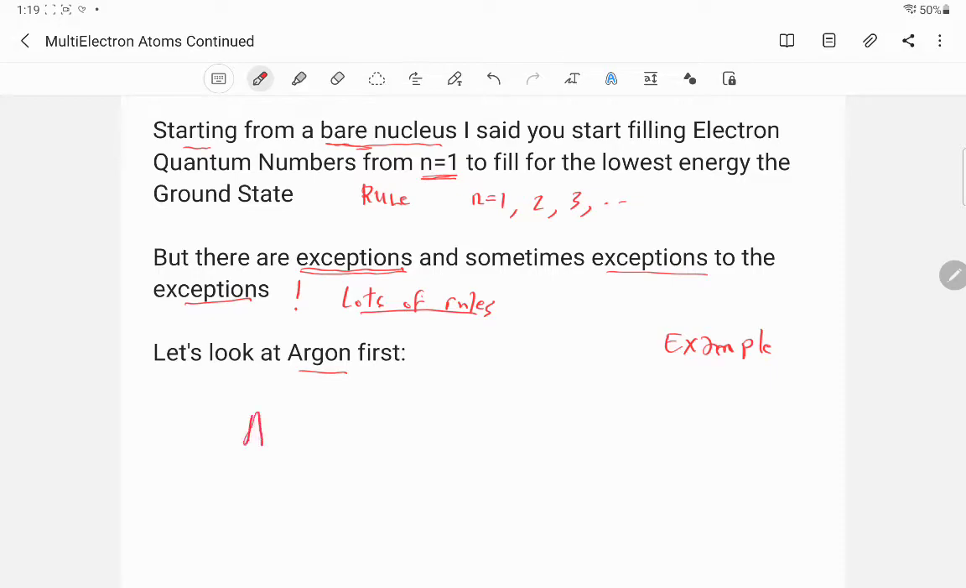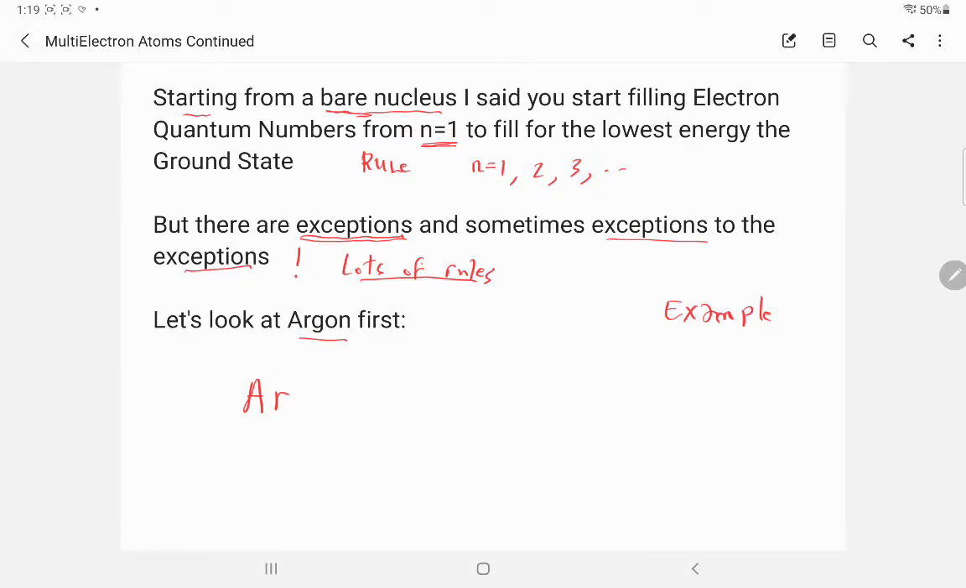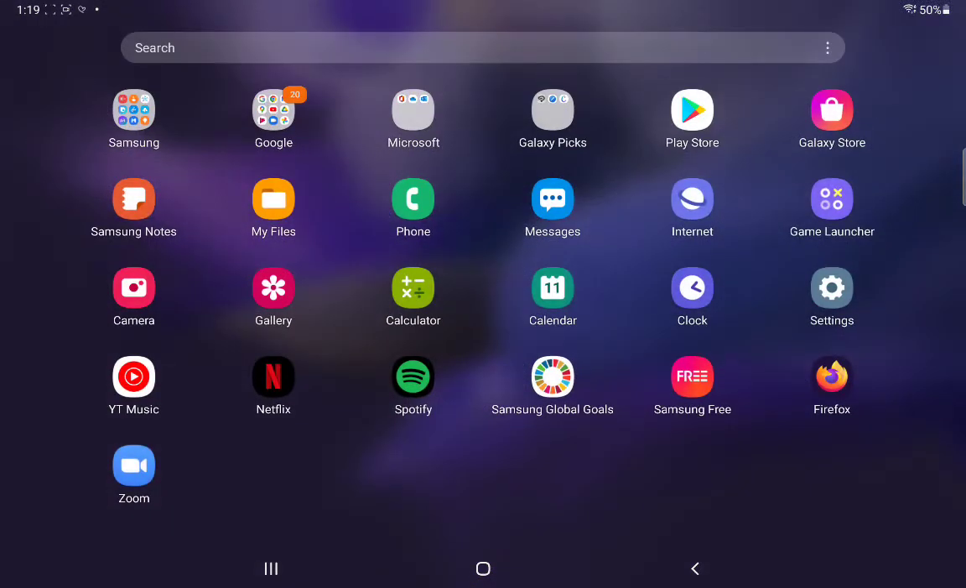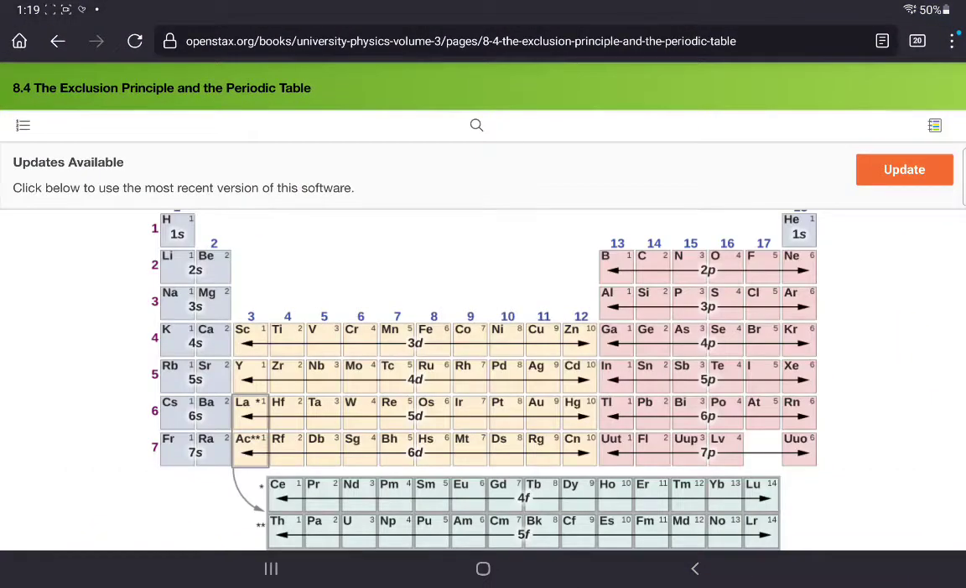Argon's atomic symbol is Ar, and I've got it in volume 3 of the OpenStax university physics textbook. So here is argon. I don't know if you can see my little circle. It's right next to argon, the furthest over to the right and 3 rows down. If you go over to the right side, you see helium at the top, then neon, then argon. Argon is one of these noble gases.